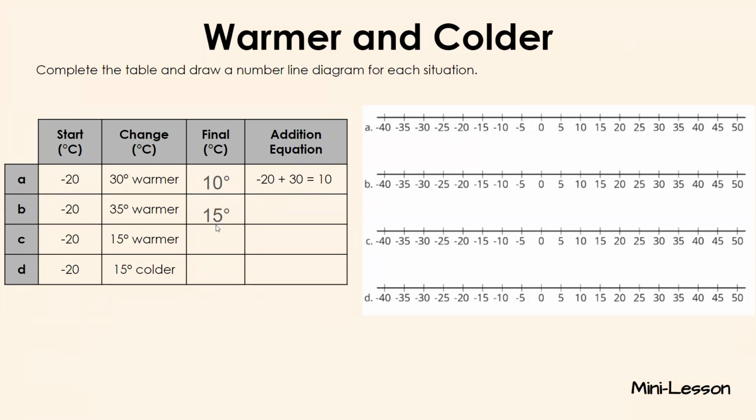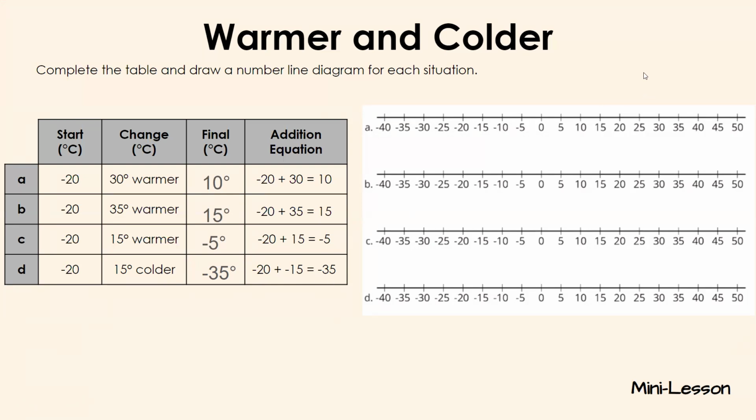-20, 35 warmer, we're going to end up at 15. The addition equation would look like this. -20 plus 35 is 15. -20 plus 15 will be at -5. The equation, -20 and 15 colder, we have negative and we're adding more negative, we end way up into the negative.